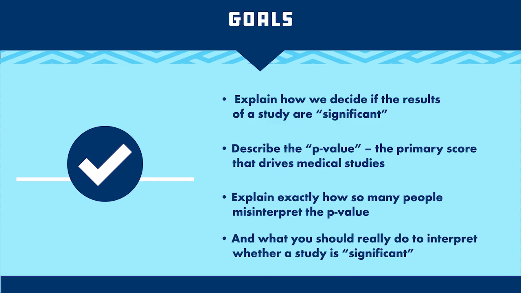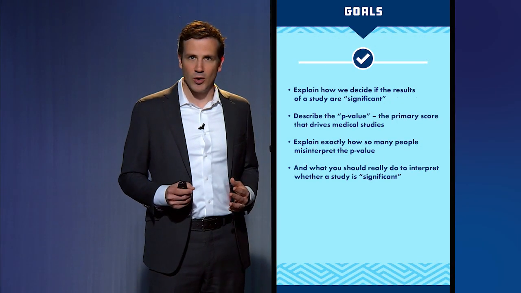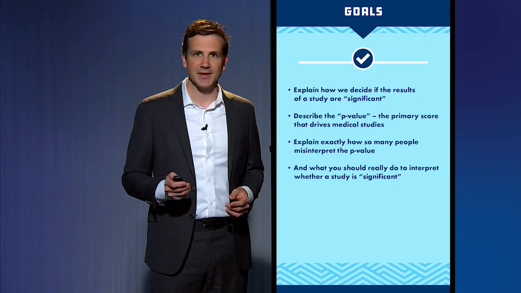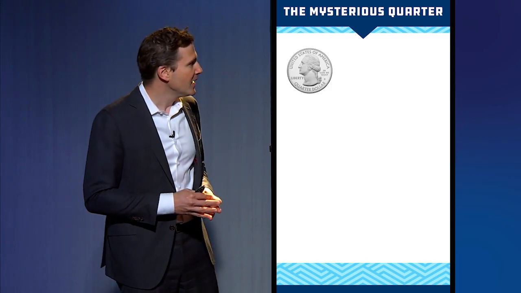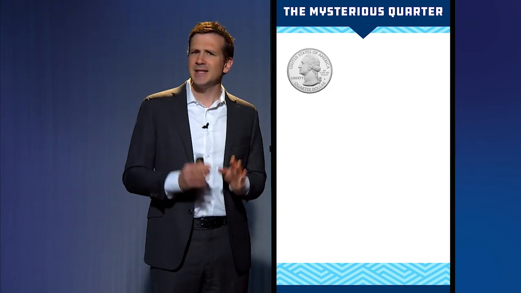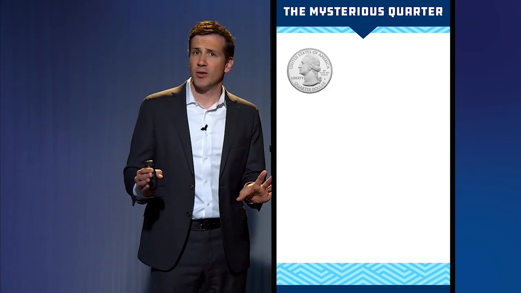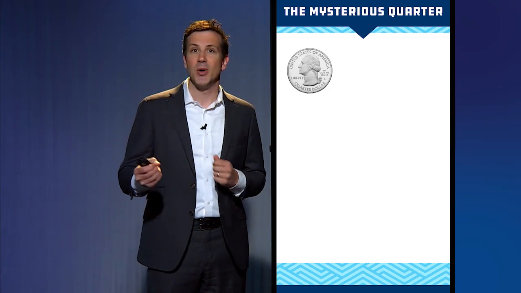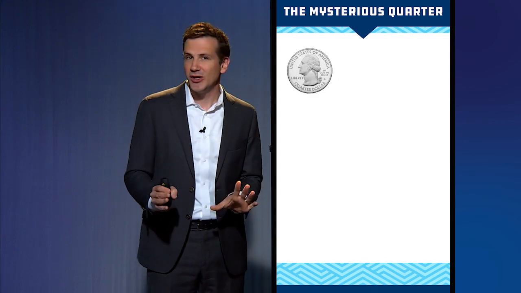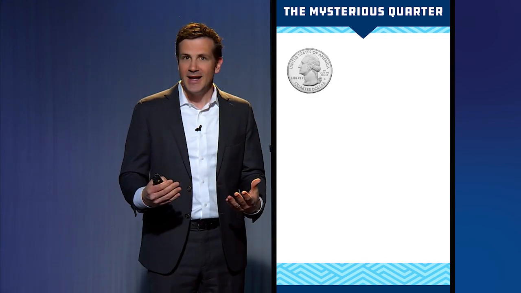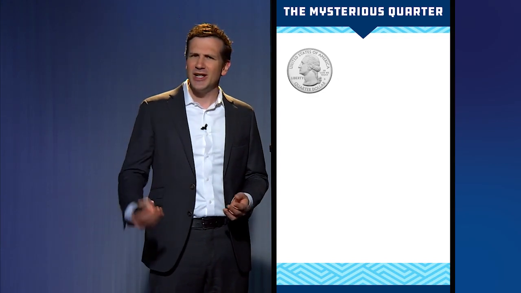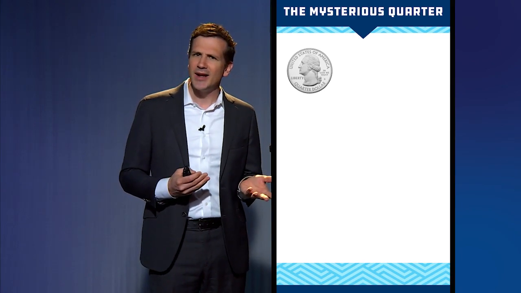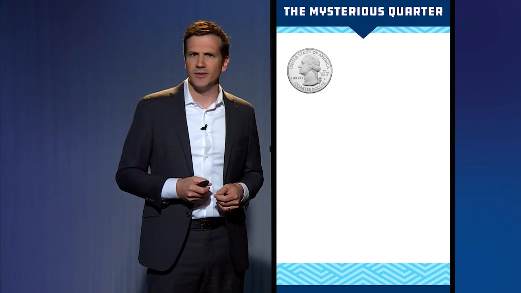is significant. Now, to give a visceral understanding of how the p-value works, I'm going to crowdsource this a little bit. So here we go. We have a quarter here. It's a mysterious quarter. It may be an ordinary quarter, or it may be a quarter that has heads on both sides. Okay? I'm not going to tell you which it is. I'm just going to flip it, and you have to decide after each flip whether you think it's a two-headed coin or a regular old-fashioned coin.